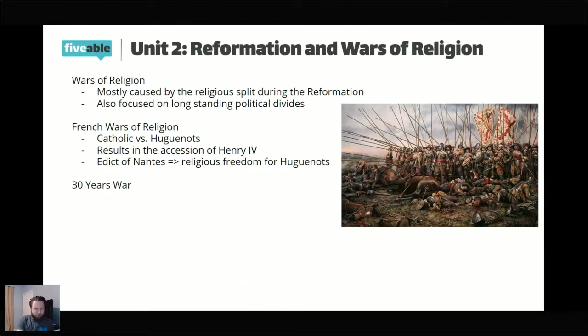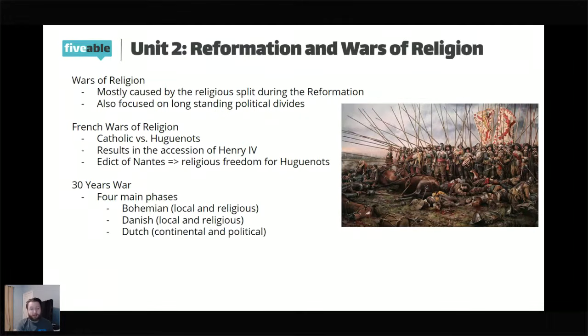Also, the 30 Years' War is really important here. The 30 Years' War, there are four main phases of this. Famously, I think Tom Ritchie has a really good video on this, so I've got to give credit to Tom Ritchie whenever I talk about the 30 Years' War, because he talks about the four main phases here, with Bohemian being local and religious, Danish being local and religious, Dutch being continental and political, and French being also continental and political.